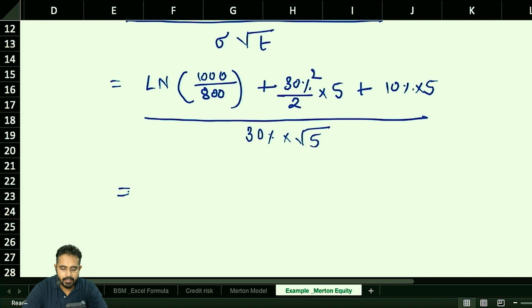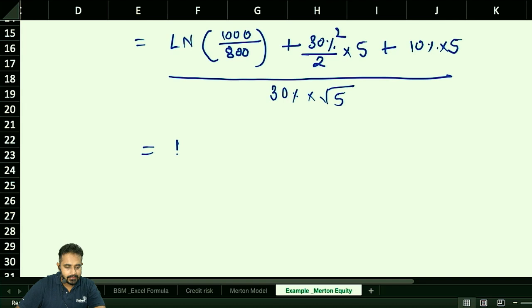1000 divided by 800 log normal STO1, 30% square divided by 2 into 5 STO2, 10% into 5 STO3, 30% into 5 under root equal to STO4, RCL1 plus RCL2 plus RCL3 divided by RCL4 equal to the D1 value that I'm getting is 1.41.